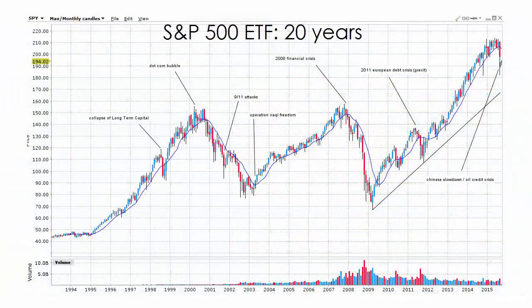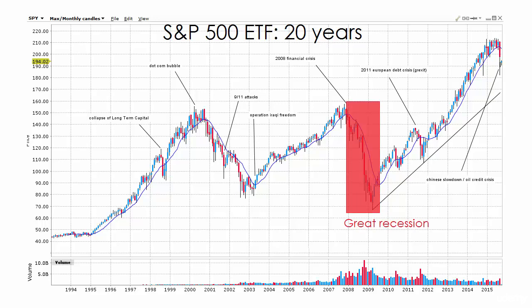If we bring up a long-term chart of the S&P 500 ETF, the SPY, we can see how it was impacted by some of the big events of the last several decades. Here's the Great Recession highlighted in red, and here's the dot-com recession of 2001. You can see that both of these were accompanied by prolonged bear markets. So when we're talking about a recessionary volatility event, usually that's what we're dealing with, a bear market.